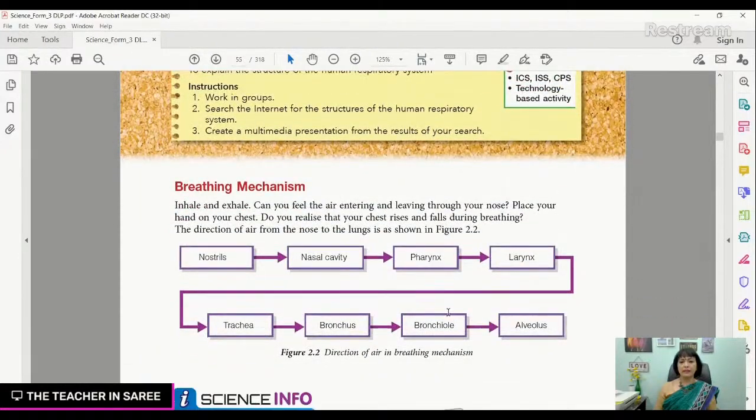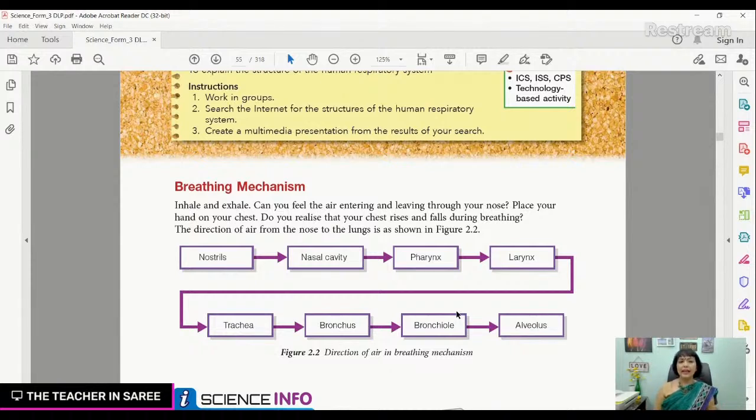Let's see the breathing mechanism, guys. This is what we call a sequential event. In science, we have a few things which we call sequential events, where you cannot change the order of the sequence. It must go through a certain sequence, or it is not valid. It's invalid. So these are things you must know.